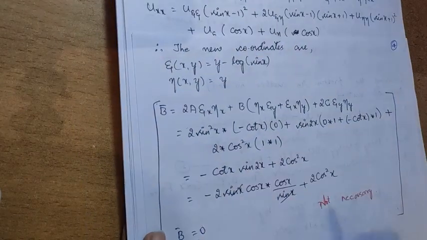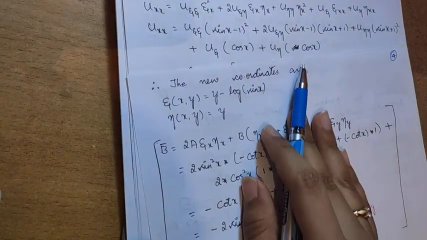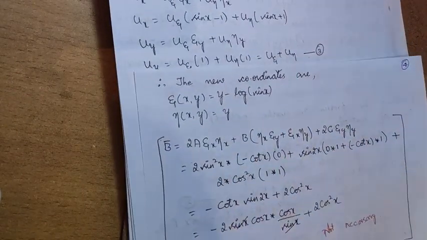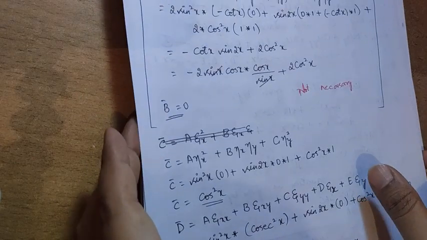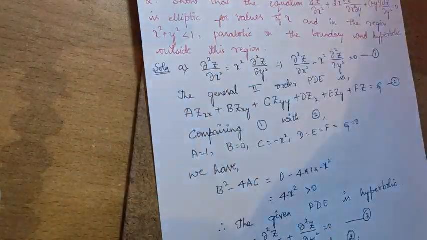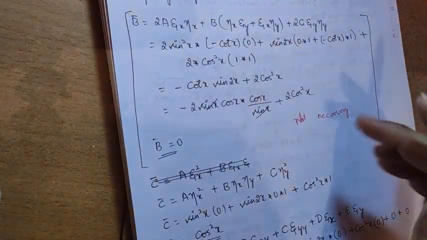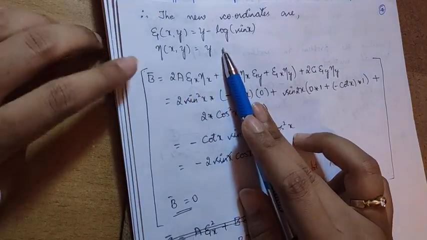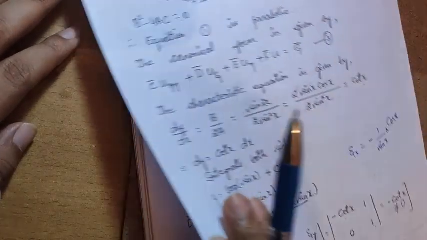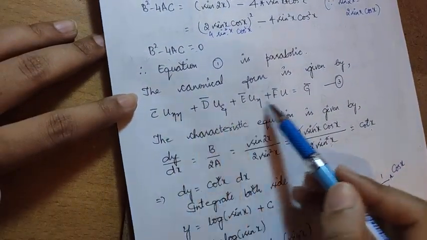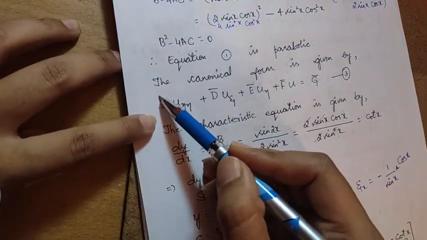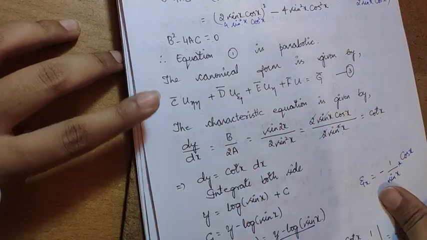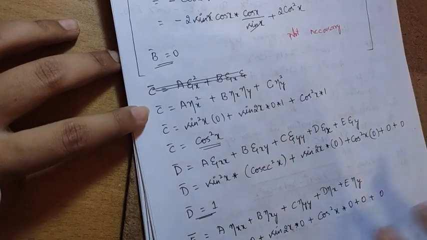So now the new coordinates become xi of x comma y is equal to y minus log of sin x, and eta is y. Since this is my canonical form for parabolic, I have to find the value of c bar, d bar, e bar, f bar, g bar. Okay, so let's find out one by one.